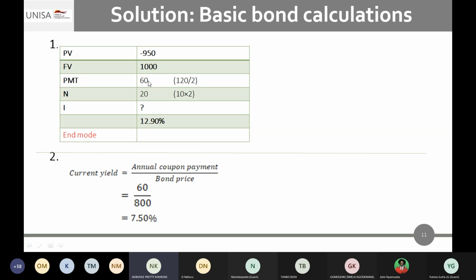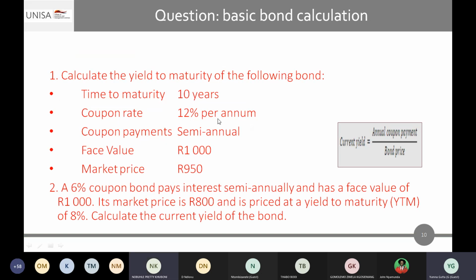We're getting this 120 with 12% times 1,000. They told us the coupon rate is 12% per annum. They'll always give it to you in percentage form. 12% times the face value gives you your payment. Oh, okay, I see my mistake. I didn't divide the 12 by 100. Yes. So 12%, you can either say 0.12 times 1,000, or you can use the percentage key on your calculator: 1,000 times 12, and it will give you 120.